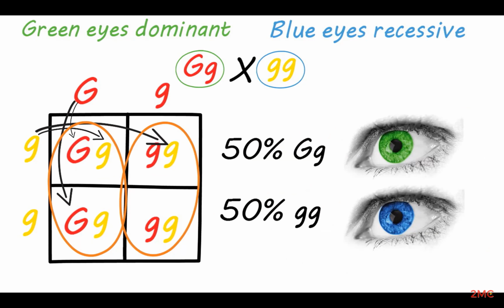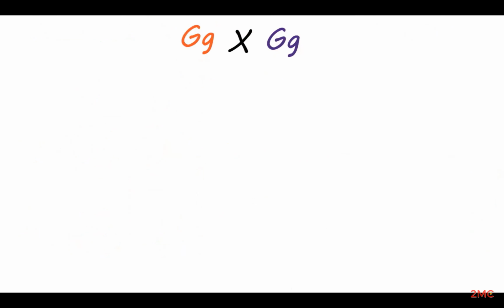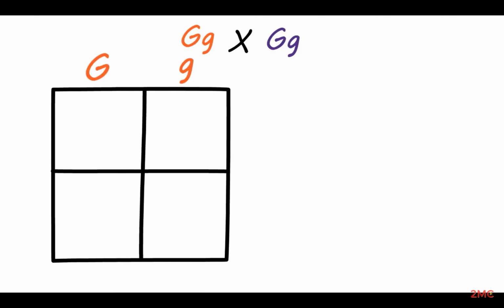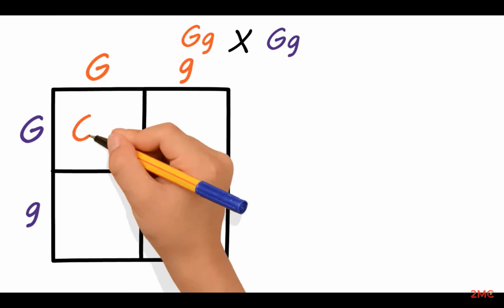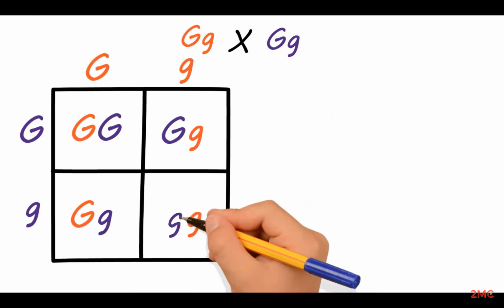We'll cross two genotypes that are heterozygous for eye color in this example. So big G little g crossed with big G little g. These colors are just for illustration purposes. We again draw our Punnett square, put one genotype on top and the other down the side, and then carry the letters through to their respective quadrants and analyze the results.